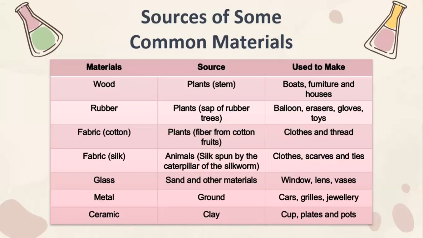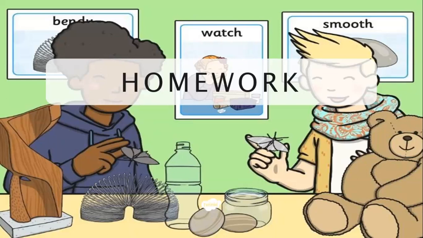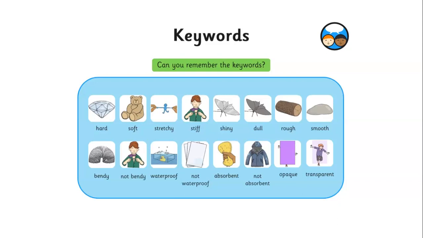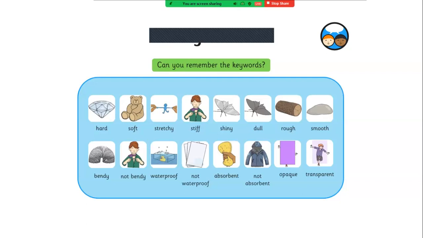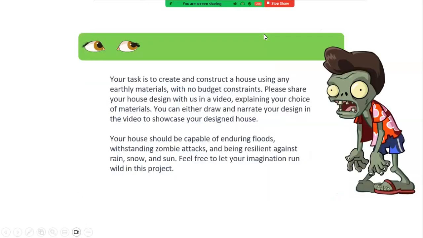Now, before I go into the booklet, I will share with you the homework for this week's lesson. Remember all these keywords: hard, soft, stretchy, shiny, dull, rough, smooth, bendy, not bendy, waterproof, not waterproof, absorbent, not absorbent, opaque, or transparent. Using all these keyword properties, your task is to create and construct a house using any material you can find on earth with no budget.